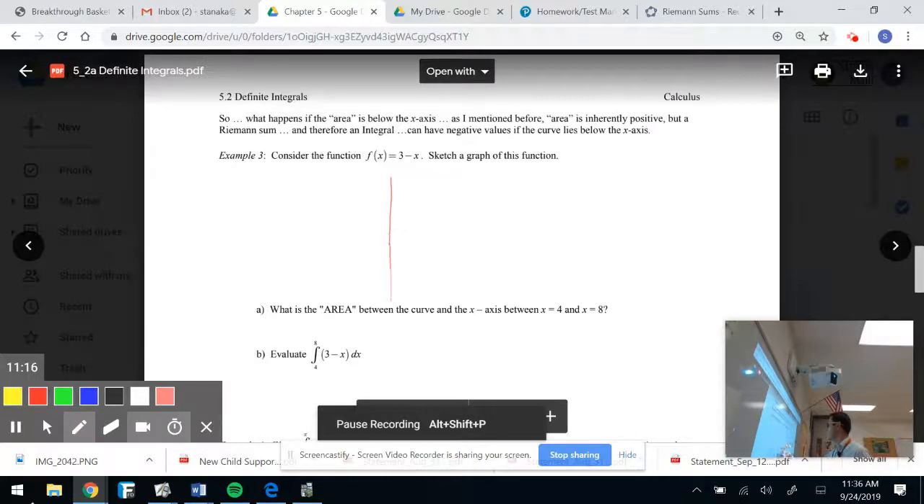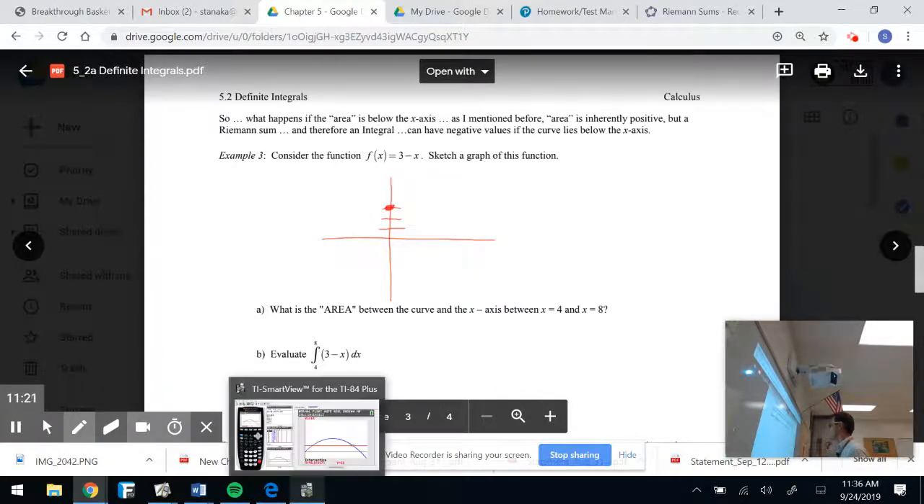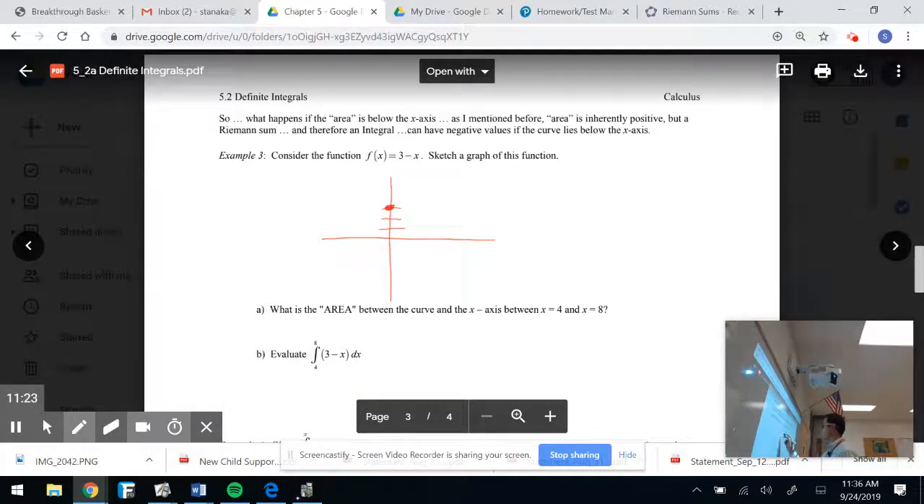Okay, so let's look at that graph. That would be up 3, a y-intercept of (0, 3), down 1, over 1, down 1, over 1. I get a graph that looks like that. Hopefully we realize that that is (3, 0). And I get a line. It's linear, right, class? Part A says, what's the area from 4 to 8? Ooh, that's 3, so that would be 4 to 8. Oh, snap. And that's below. So we're going to evaluate this.